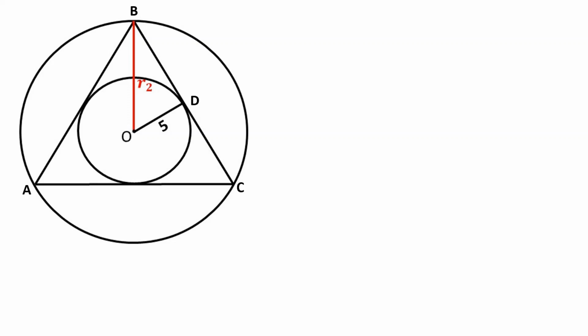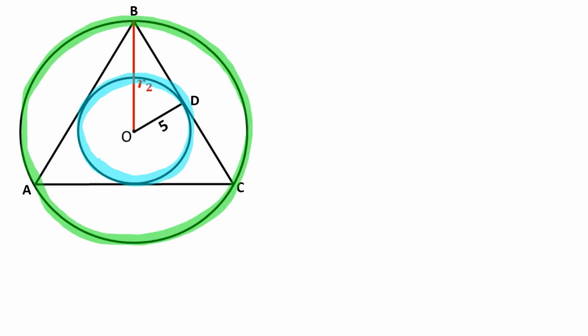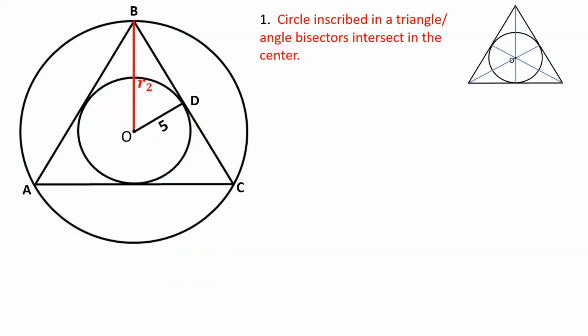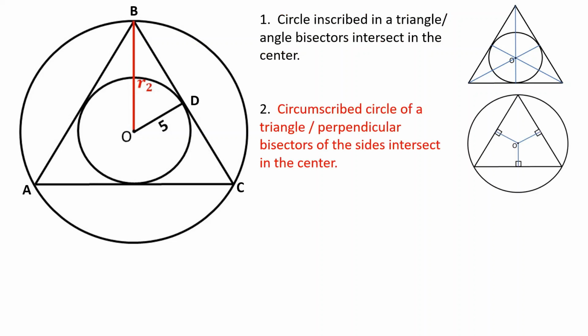In this problem, we are dealing with inscribed and circumscribed circles of a triangle. Both circles have the same center. The center of the circle inscribed in a triangle is the point where the angle bisectors intersect. The center of the circumscribed circle of a triangle is the point where the perpendicular bisectors of the sides intersect.